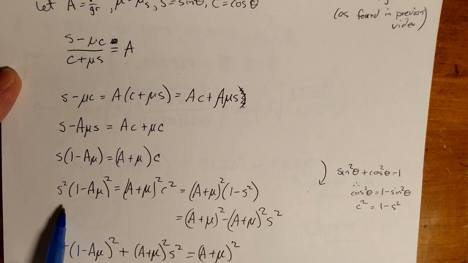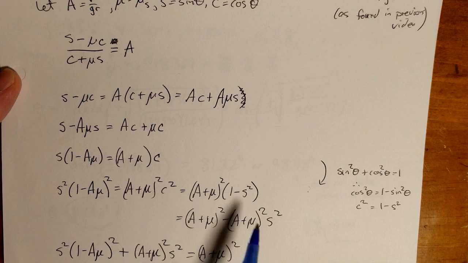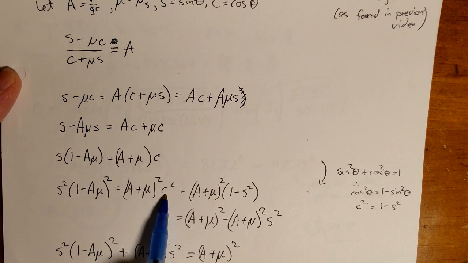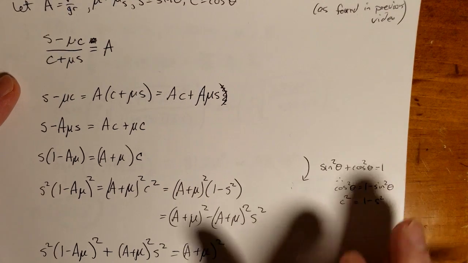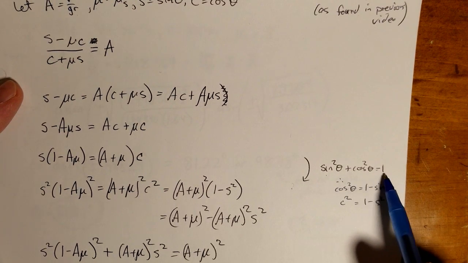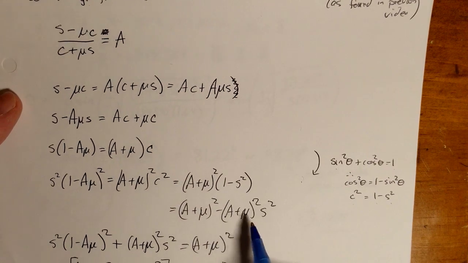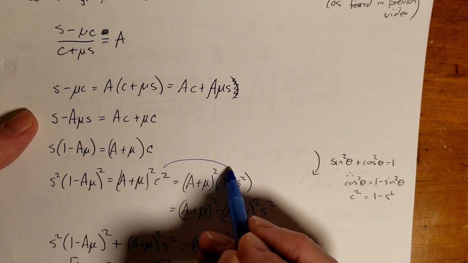Factor out sine and cosine, square both sides, and so I'm left with a plus mu squared, and then I get cosine squared. Using one of the basic trig identities, that sine squared plus cosine squared equals 1, therefore c squared equals 1 minus s squared, and so I make that substitution there.